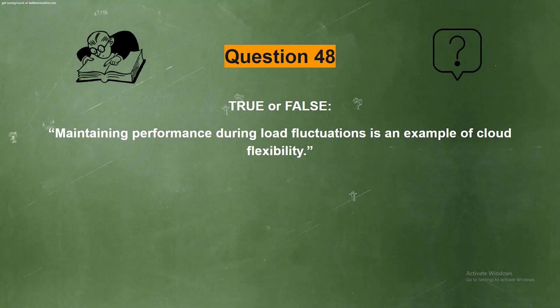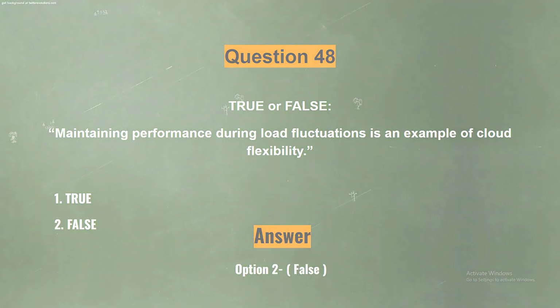Question number 48. True or false? Maintaining performance during load fluctuations is an example of cloud flexibility. And the options are: Option 1, true; Option 2, false. And the correct answer is Option 2, false.